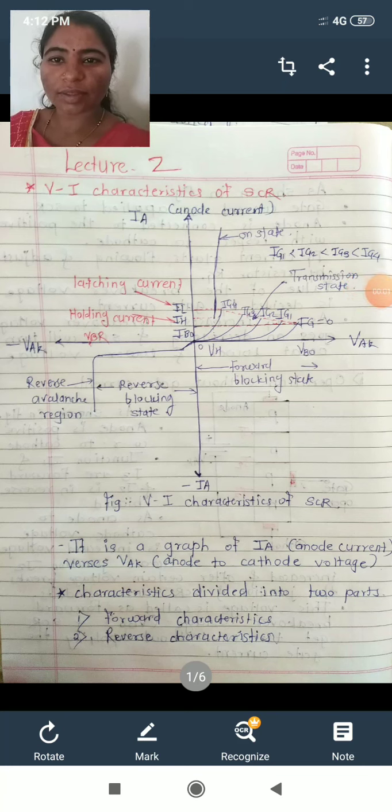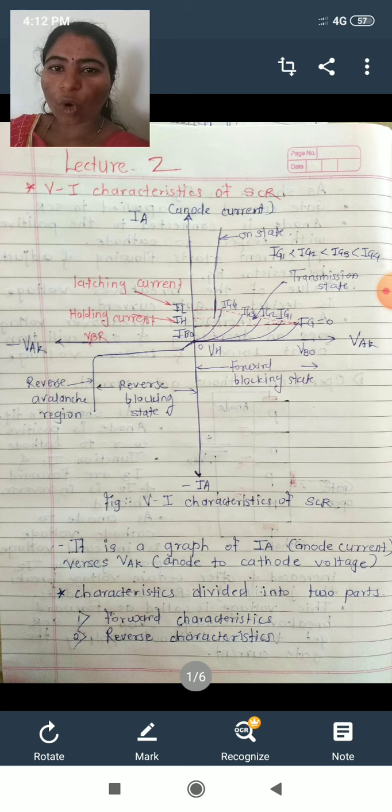Hello guys. Today we learn the power electronics second topic, that is lecture number 2, VI characteristics of the SCR. We already learned the introduction about SCR, thyristor and power electronics. Now also we learned the construction and working of the SCR. Next part is the VI characteristics of SCR.